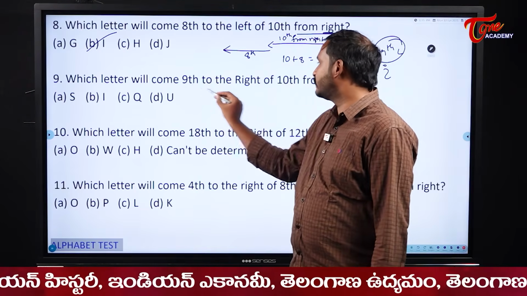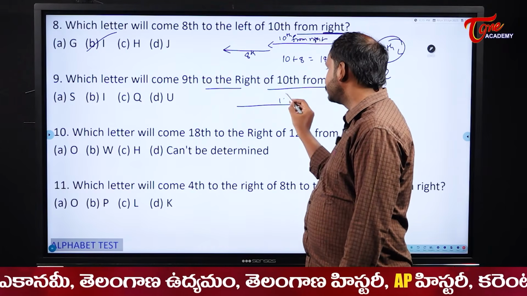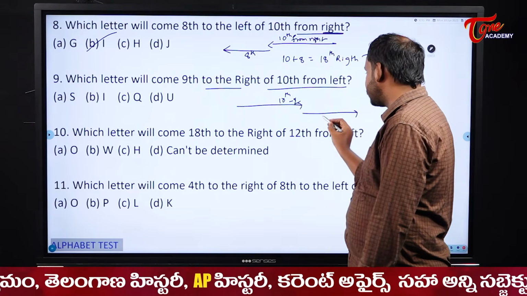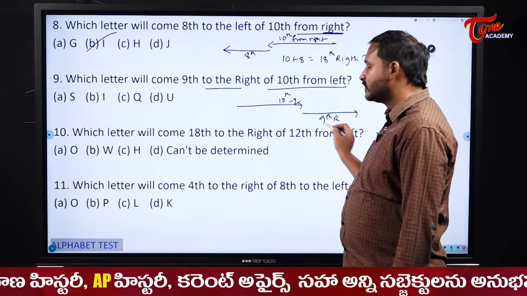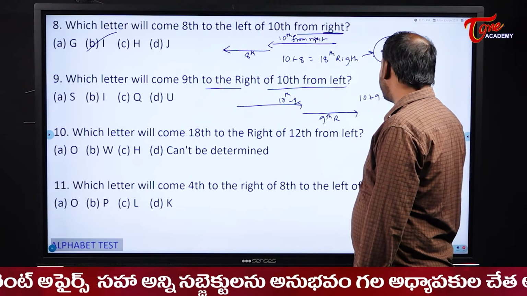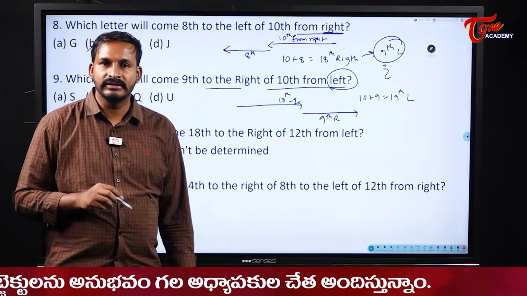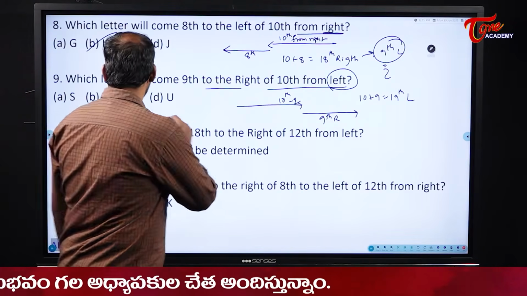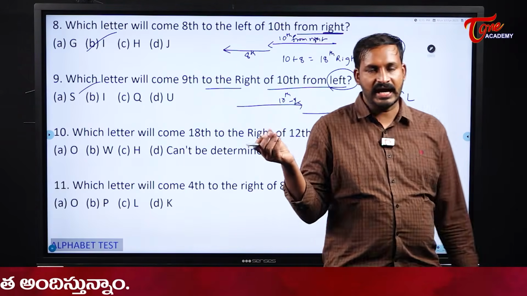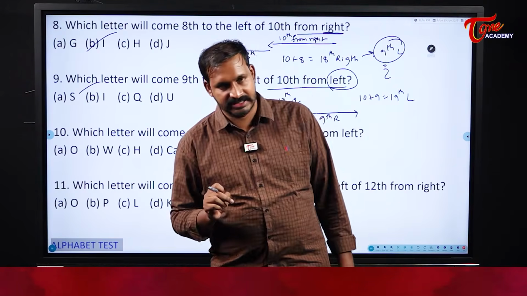Next, which letter will come 9th to the right of 10th from left? 10th from left means this is how you will take. 10th from left. Now to its 9th right means you will move in the same direction. Yes, sir, I will move in the same direction. So same direction means what? 10 plus 9. 10 plus 9, it will become what? 19th from left. What is the 19th alphabet from left? S. S is the 19th alphabet from left in PQRS. R is 18 and after R we have S. So 19th alphabet is S.